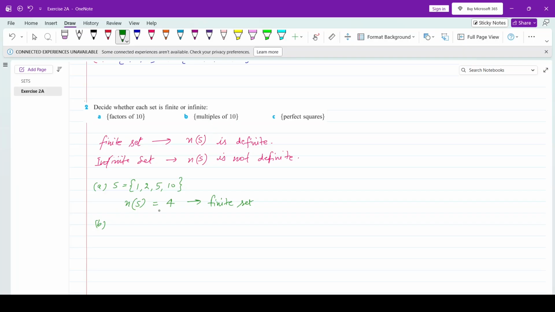Multiples of 10, let's say S is equal to... Now, what are the multiples of 10? Multiples of 10 are 0, 10, 20, 30, 40, 50, and so on till infinity. And below 0, we also have negative 10, negative 20, and so on till negative infinity. Therefore, we can say here the number of elements in this set is not definite.